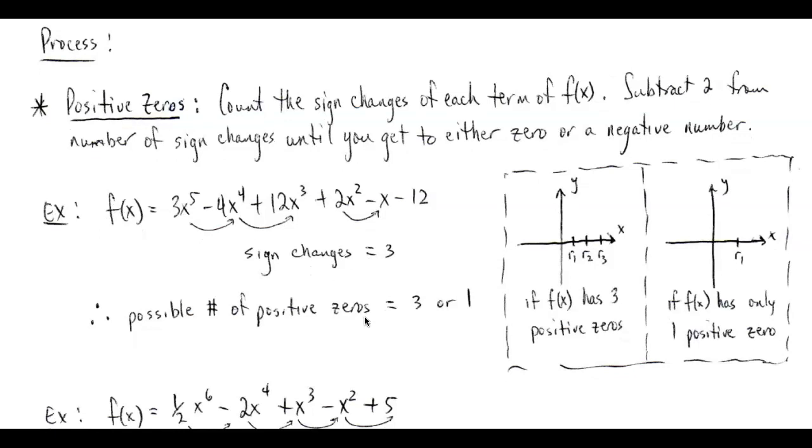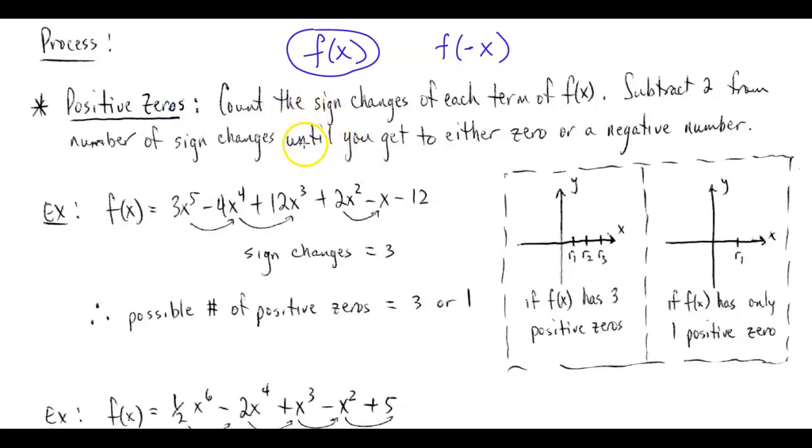So the process is basically this. We're looking at two different things. First, the sign changes of our function f of x. Then we look at the sign changes of f of x with negative x replaced everywhere we see x. That's the basic idea. If we're looking for positive zeros, we see where all the sign changes are in f of x and come up with a formula to do that.